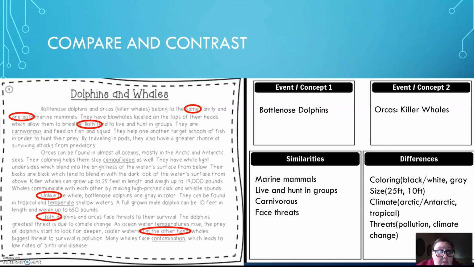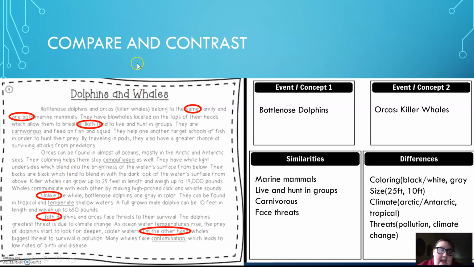So it says that whales can be found almost anywhere, but they also particularly live in Arctic and Antarctic areas, whereas dolphins are pretty much tropical climates. And their threats are different. They're both threatened, which we see over here in similarities, but they're threatened by different things. So I believe it was the whales are threatened by pollution and contaminated oceans, whereas dolphins are threatened by climate change.